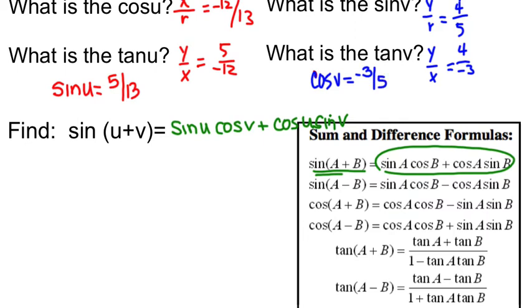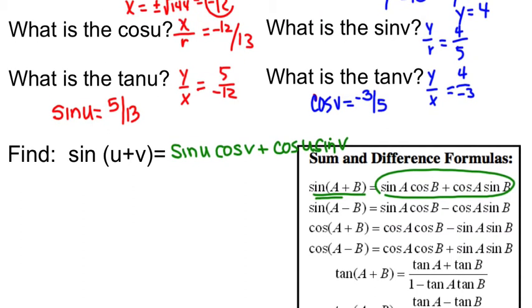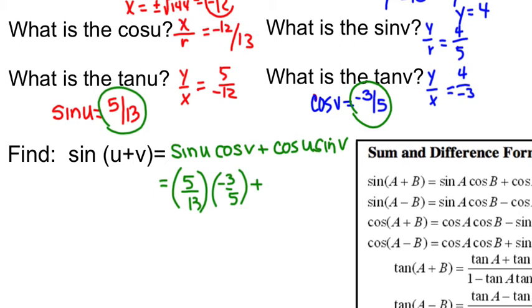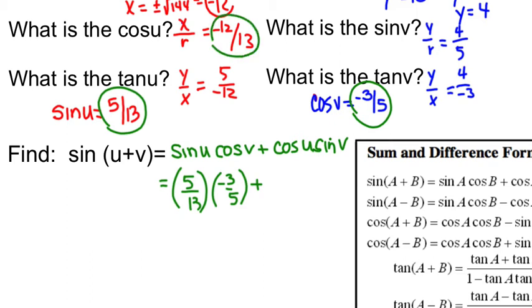All right. So now let's go ahead and substitute in the things that we need. So the sine of u is our first thing we need. So that's 5/13. I just circled it. The cosine of v is -3/5. Just circled that. Plus the cosine of u, -12/13. And the sine of v, 4/5.